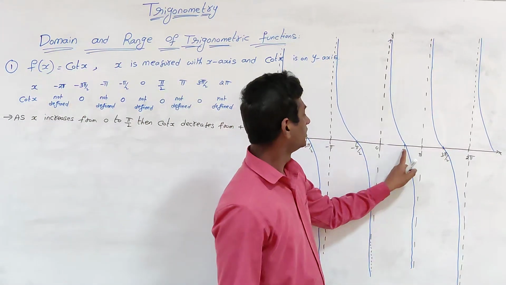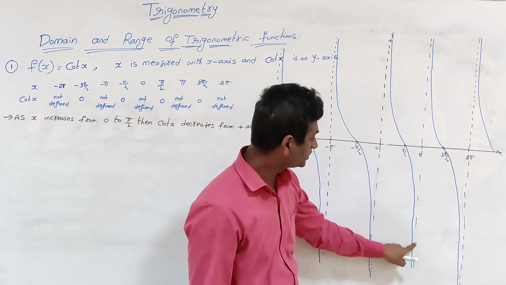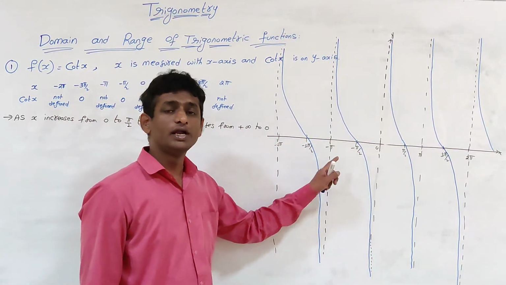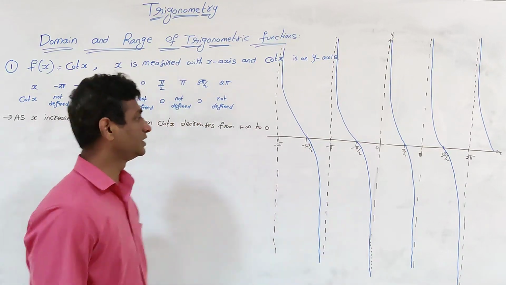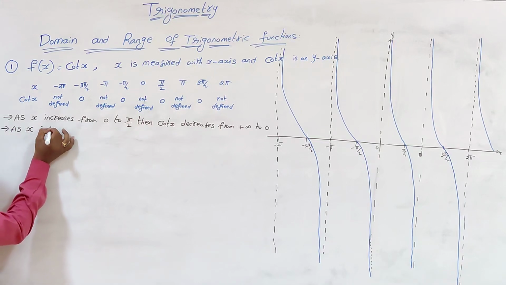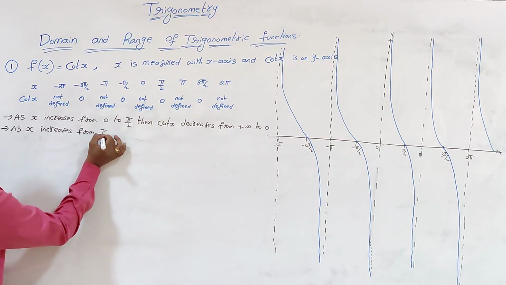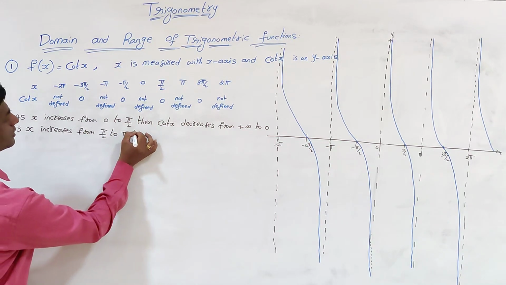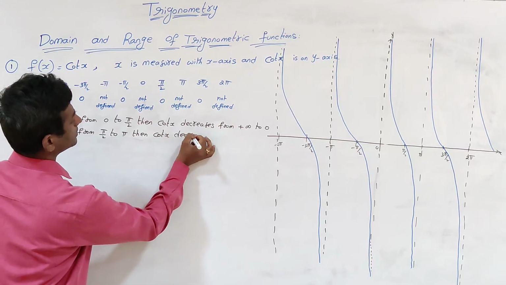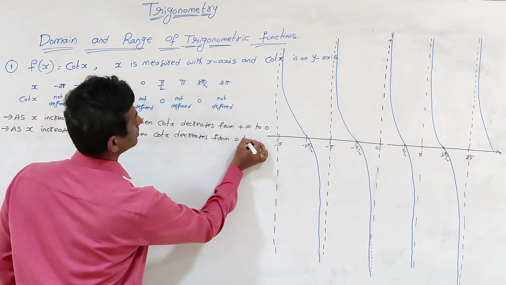Again, when x moves from 90 to 180, again it is decreasing and it is going in the downwards direction, means the negative y-axis, so minus infinity. As x increases from pi by 2 to pi, then cot x decreases from 0 to minus infinity.